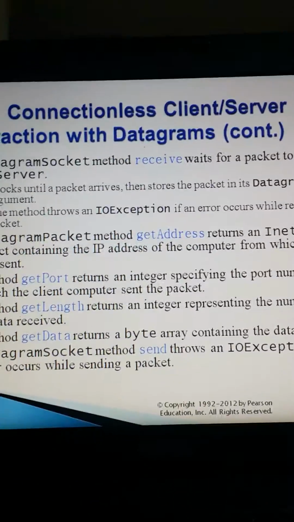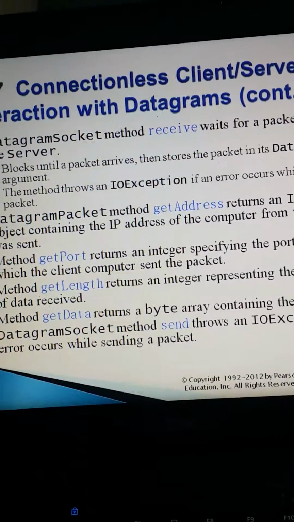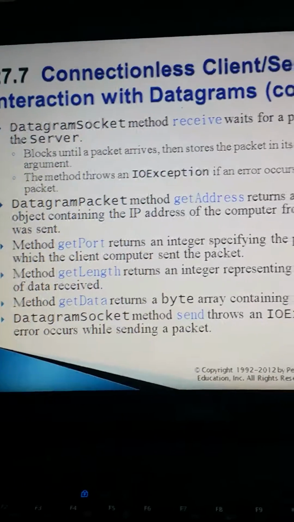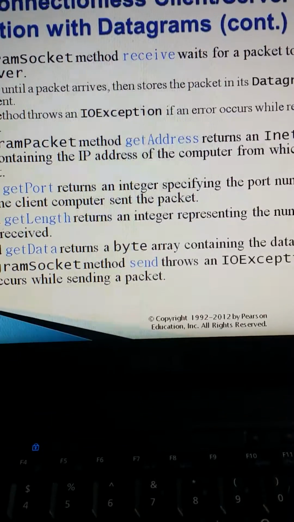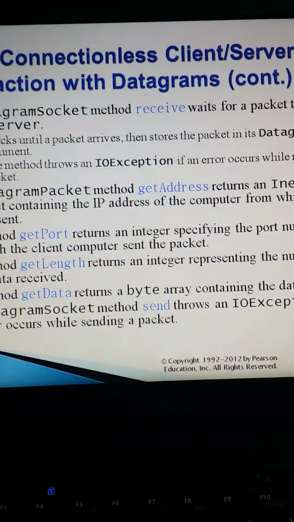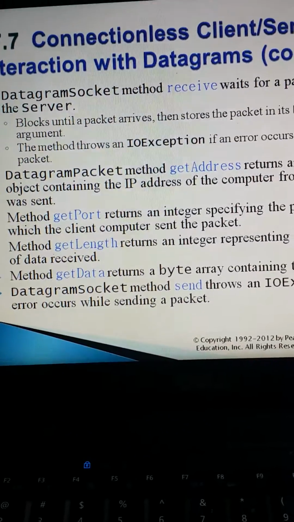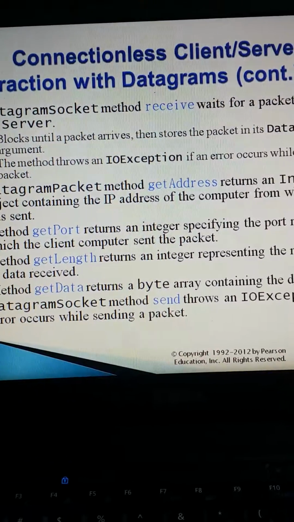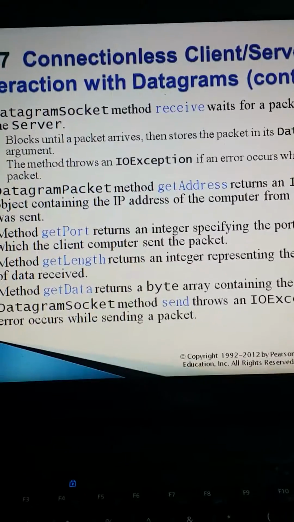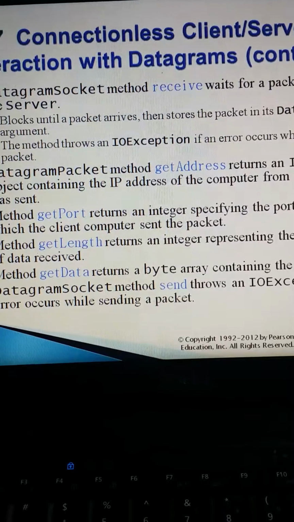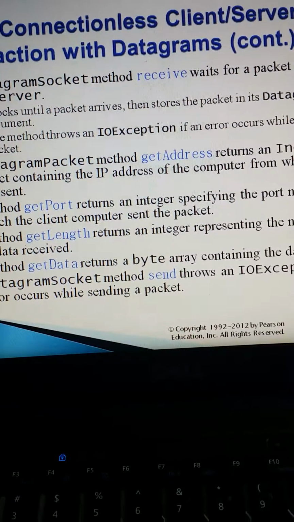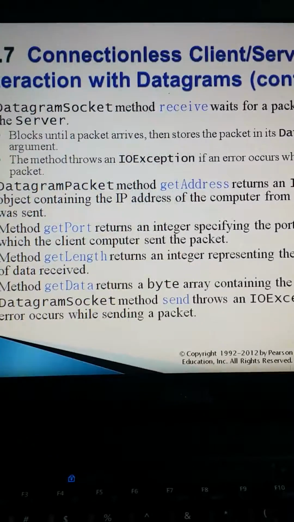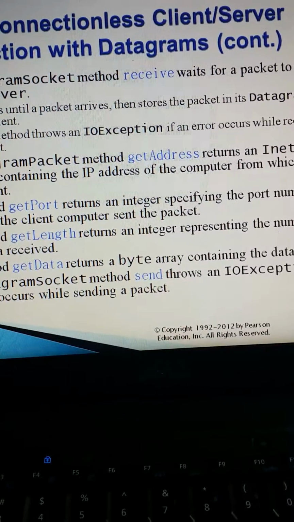Connectionless client server interaction with datagrams. The datagram socket method receive waits for a packet to arrive at the server and blocks until a packet arrives, then stores the packet in its datagram argument. The method throws an input output exception if an error occurs while receiving the packet.